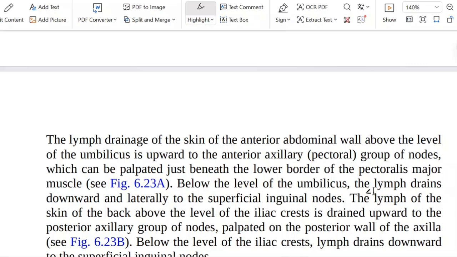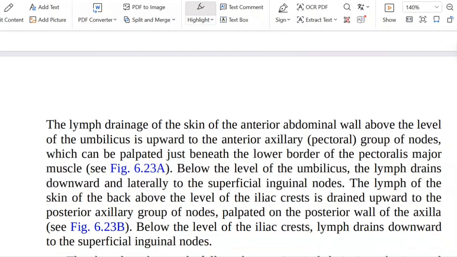Now the lymph of the skin of the back, above the level of the iliac crest, is drained into the posterior axillary group of nodes. Anterior axillary group of nodes above the level of umbilicus, posterior axillary group of nodes posteriorly but above the level of iliac crest. Now posteriorly, below the level of iliac crest, they are going to drain into the superficial inguinal nodes, same as for below the level of umbilicus.